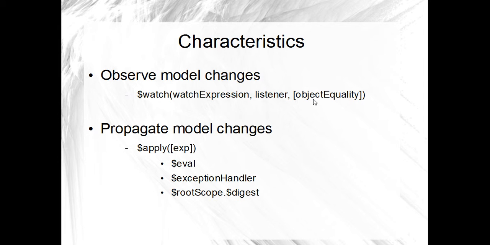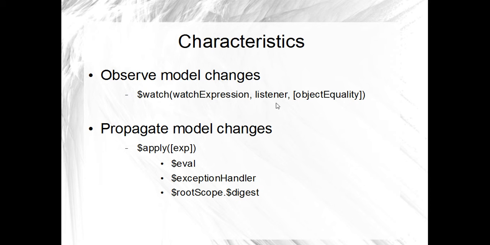So the watch listener may change the model, which might further trigger other listeners to fire. This is generally achieved by rerunning all the watchers until no further changes are detected. And in order to avoid the loop ending up in an infinite deadlock, this rerun iteration limit is limited to 10.